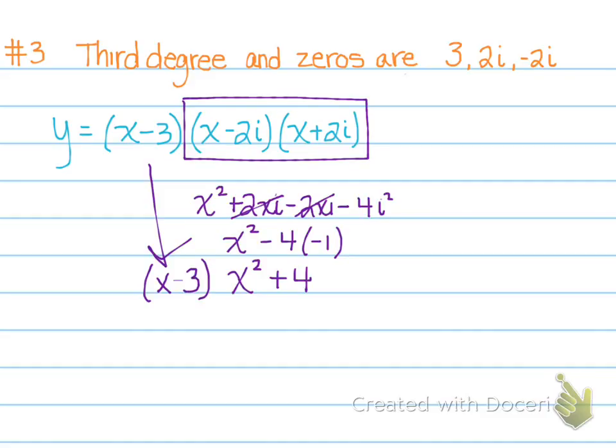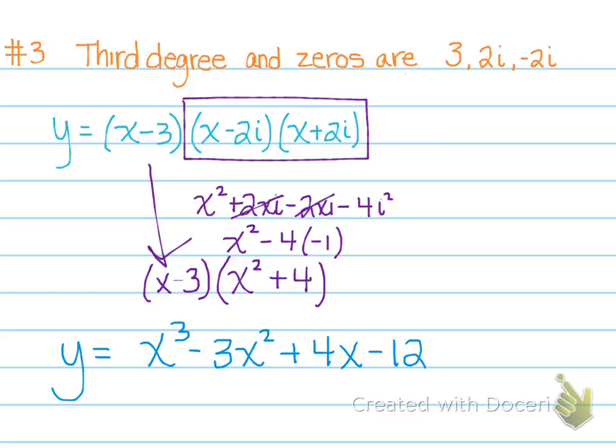And now we're going to multiply that linear binomial by our new quadratic binomial. And when we do that, we get x to the third minus 3x squared plus 4x minus 12. And that's our polynomial in standard form. Okay, so try number 4 on your own and then see if you get exactly what I get. So pause the video and try it, then hit play and I'll explain it.